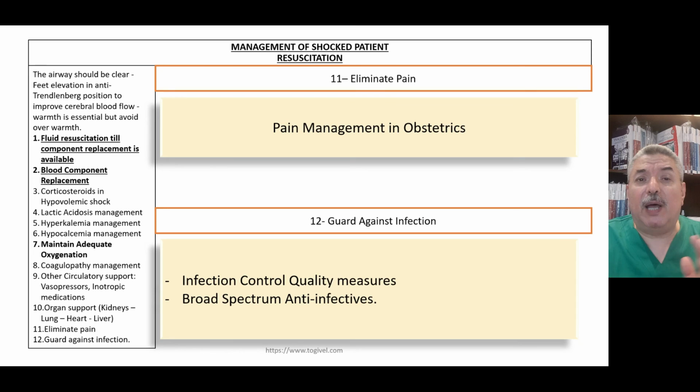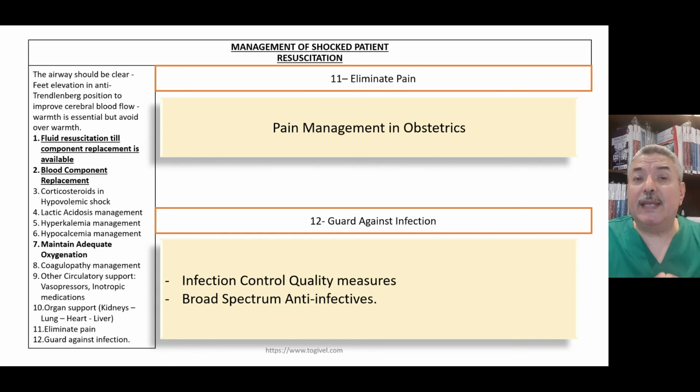So everything is by its contraindications and indications, and you can read about it or know more about it in the pain control in obstetric patient. What are the contraindications of opioids, of non-steroidals, every type of pain management.